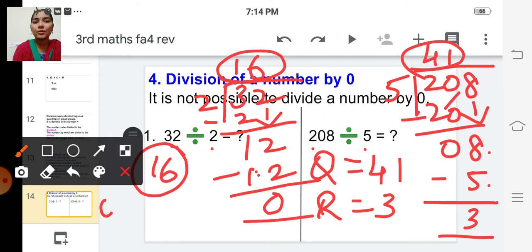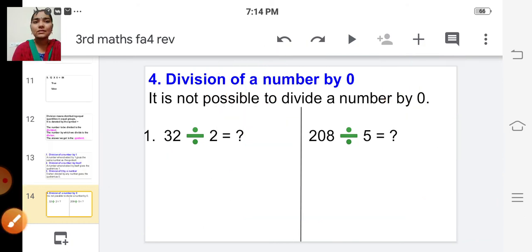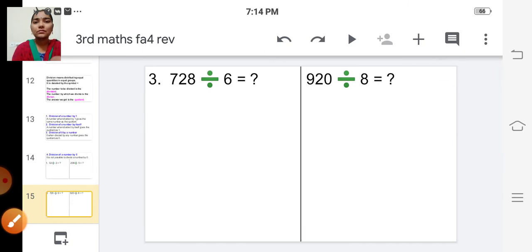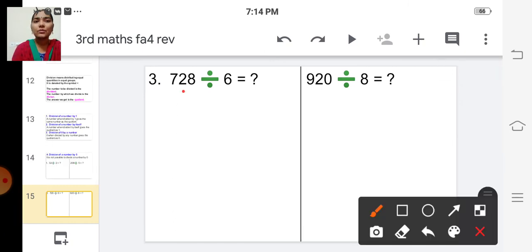In the previous problem, the quotient is 16 and the remainder is 0. Is it clear? Yes. So the next one, 728 divided by 6.